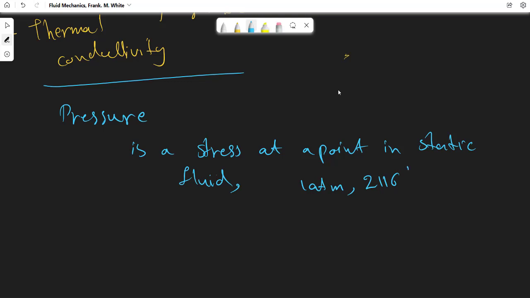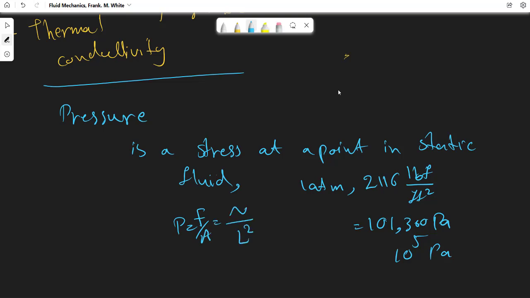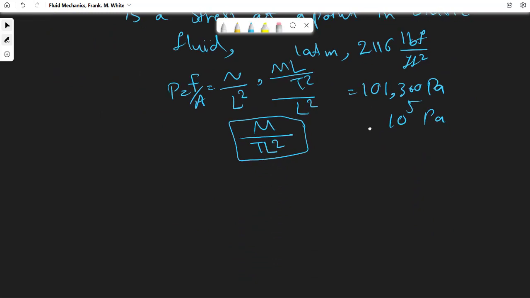2116 pound force on foot square, and also equals about 10.5 Pascal, and the dimension is F on A, Newton on L squared. Newton is M L on T squared, on L squared, M on T squared L. This is the dimension of pressure. The next property is temperature.